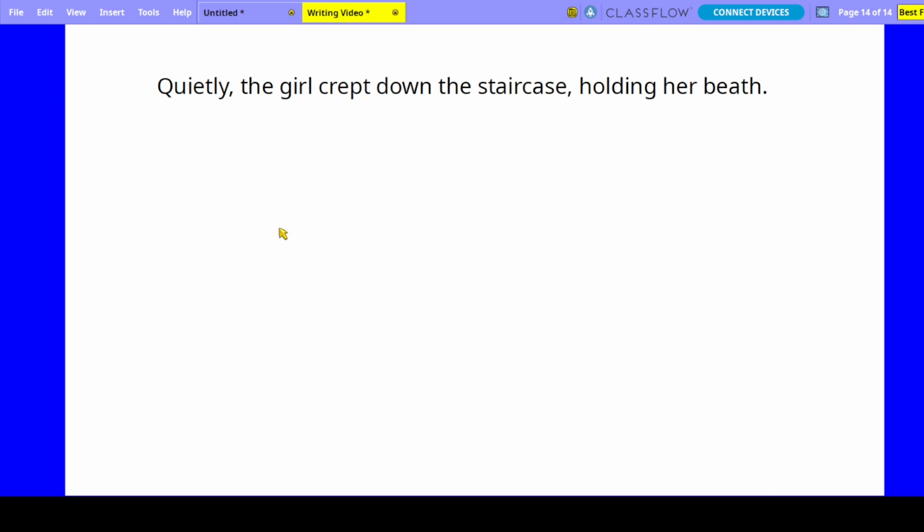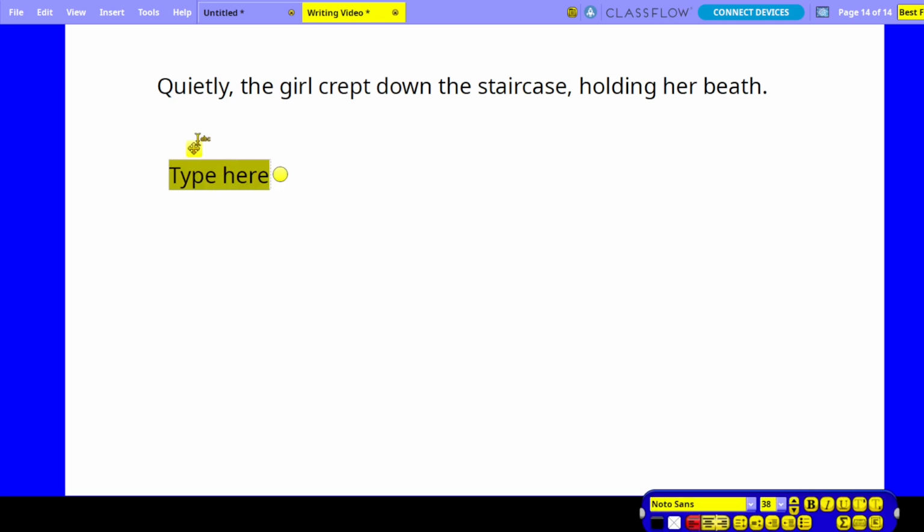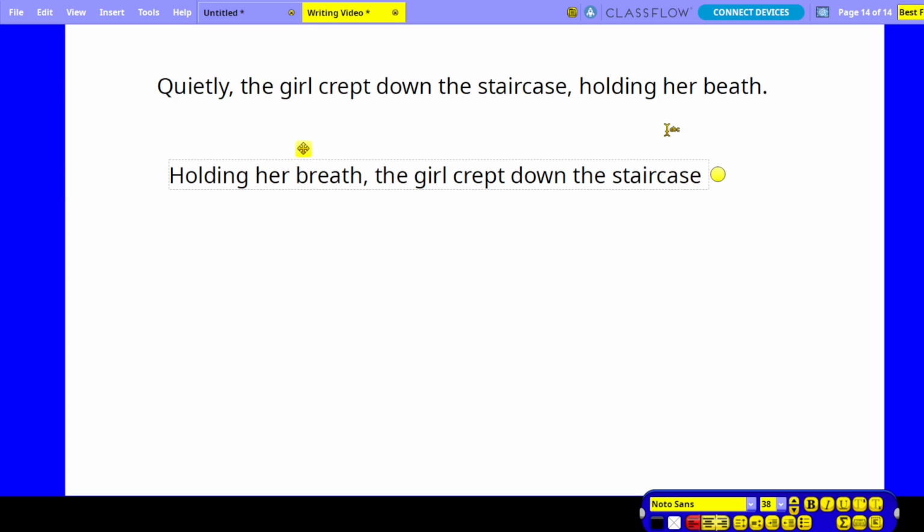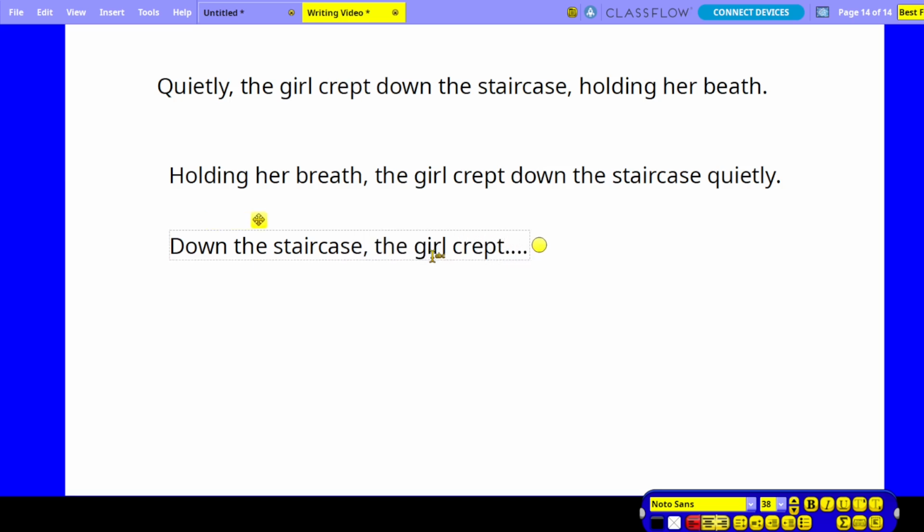The challenge to you, I'd like you to pause the video and see how many different ways can you rewrite this sentence in a way that still makes sense. To give you a couple of ideas, just to get you started, you could easily move the holding her breath to the start. Holding her breath, the girl crept down the staircase quietly. So I started with a verb there, and the sentence still makes sense. We've already got the adverb there. I could start with the preposition. Down the staircase, the girl crept. And I will stop at that point.